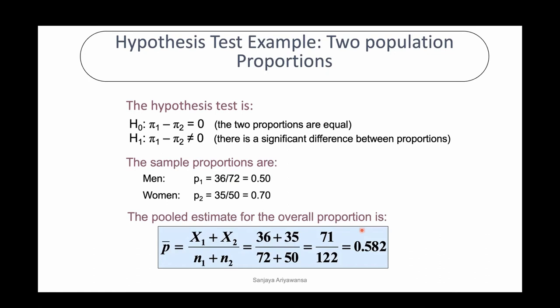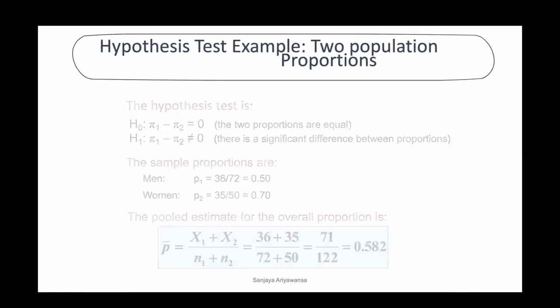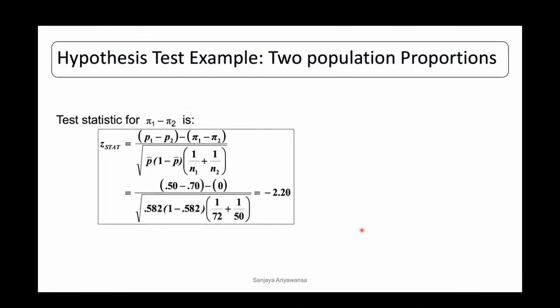So we look through the equations given and we identify this particular equation, right? And we substitute in the values. Remember, for the population proportion difference, we substitute in 0, the null hypothesis value, and we get minus 2.2 as the Z test statistic for the population proportion difference of pi1 minus pi2.